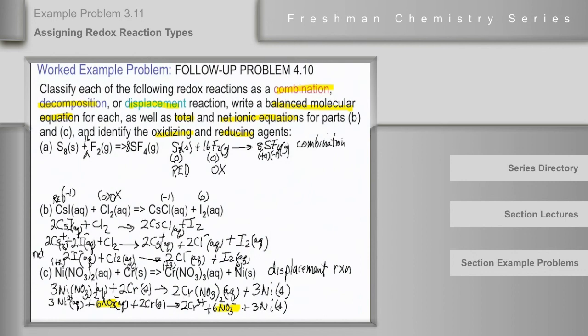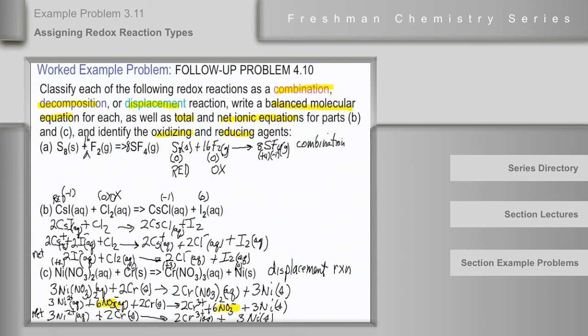So the net ionic equation is 3 Ni2+ aqueous plus 2 chromium solids goes to 2 Cr3+ aqueous plus 3 nickel solid. That's the net ionic equation.